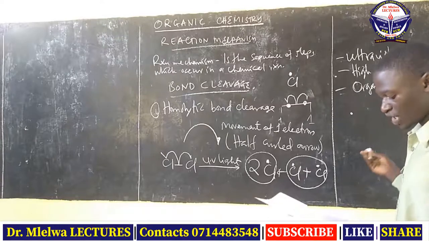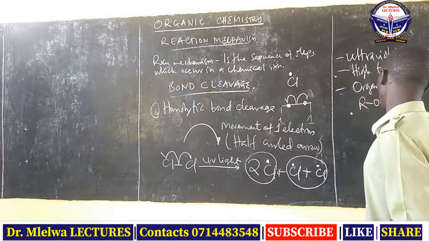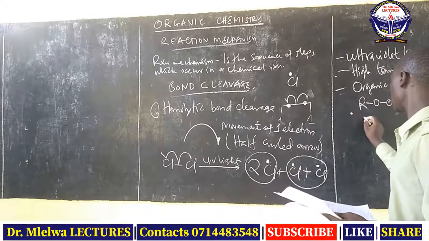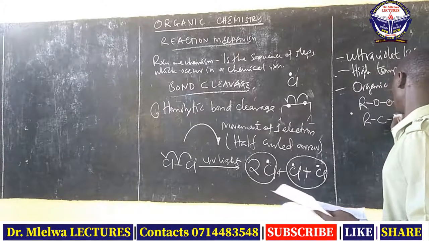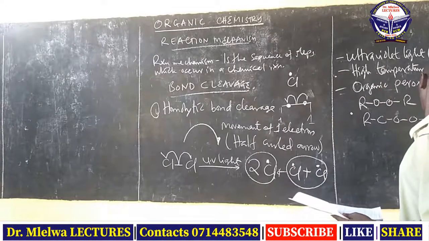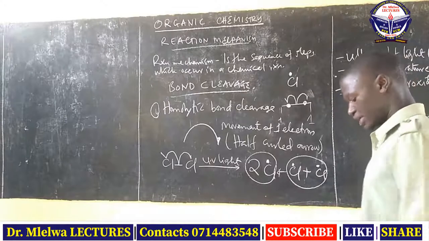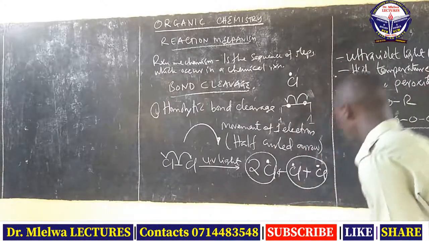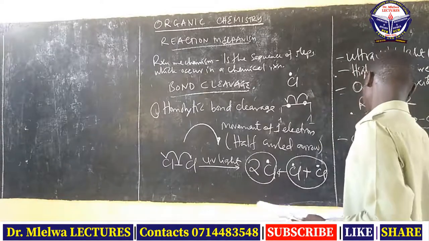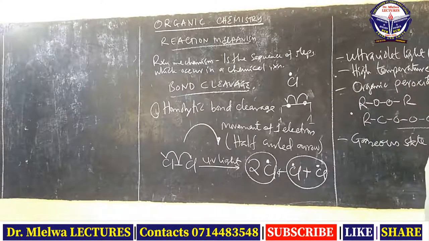Examples of organic peroxide, let's write them now: R, O, O, R. This can be an example of an organic peroxide. It can also be R, C, O, O, C, O, R. So these are just some of the examples of organic peroxide. But from there we also have other conditions, such as the gaseous state of reactants.